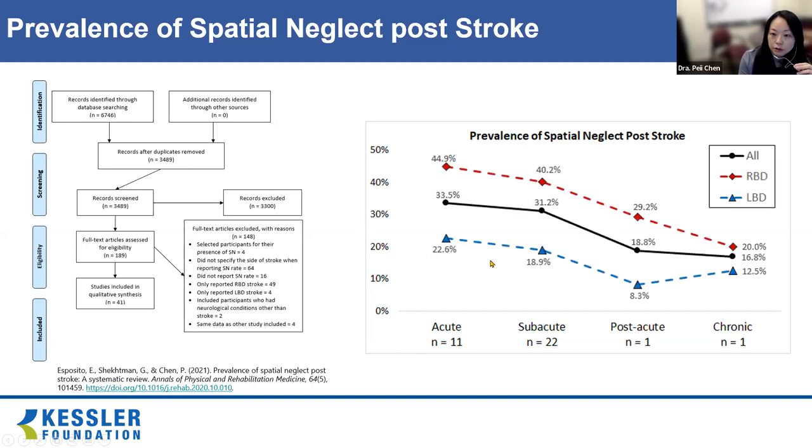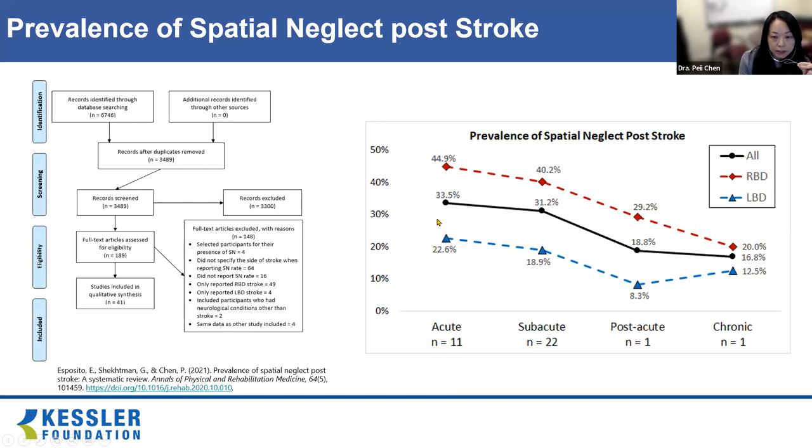All right, here are the results. This is the main result, the black line. Overall, no matter whether the patient has right brain damage or left brain damage, at the acute and subacute stage, 30% of stroke patients have spatial neglect. It goes down to about 20%, 16% after. And as you can see, patients who have right brain damage, right side of stroke, have a much higher prevalence, above 40% at the early stage and down to about 30 to 20%.